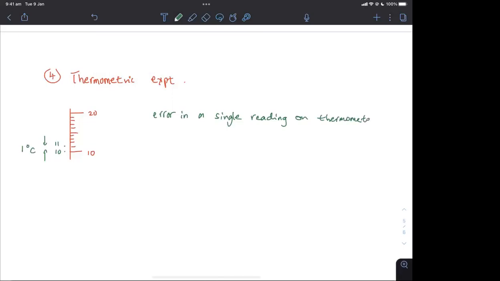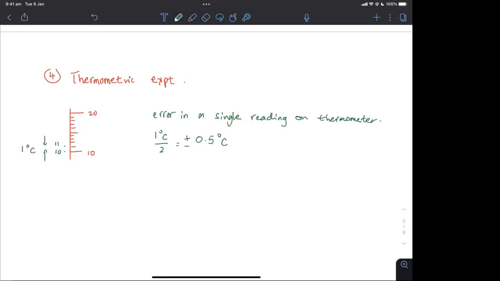These are sometimes 1 or 2 marks, right? Okay. So what do you get, Akila? What is the error in a single reading on a thermometer? Yes, Akila. So the smallest division is 1 degree Celsius. What is the error when you read 1 temperature on the thermometer, Akila? 0.5. And how you get that is the smallest division divided by 2.